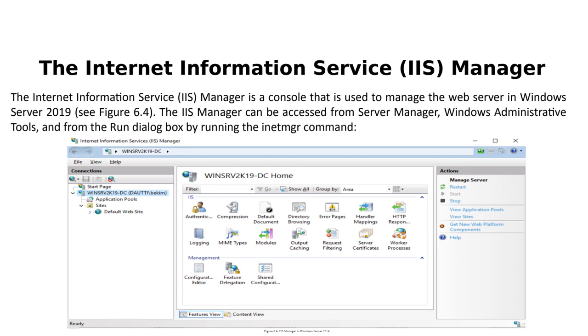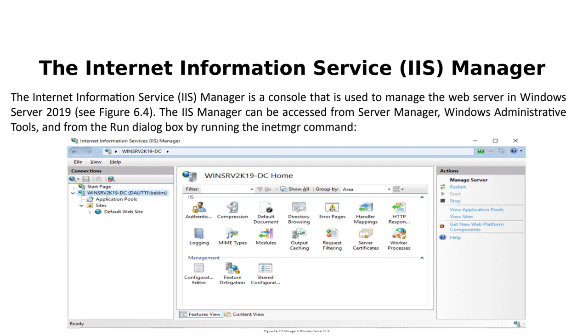This is the IIS manager. It looks like this. It's a console that is used to manage the web servers in Windows 2019. This manager can be accessed from Server Manager or Windows Administrative Tools and from the Run dialog. Just like the other, remember when we did the group policy? We have different options. We can go to Tools, or we can go from Administrative Tools, or we can run a command in the command prompt. Which one is the easiest? To go from the GUI menu, the drop down. Okay. From Server Manager, Administrative Tools.